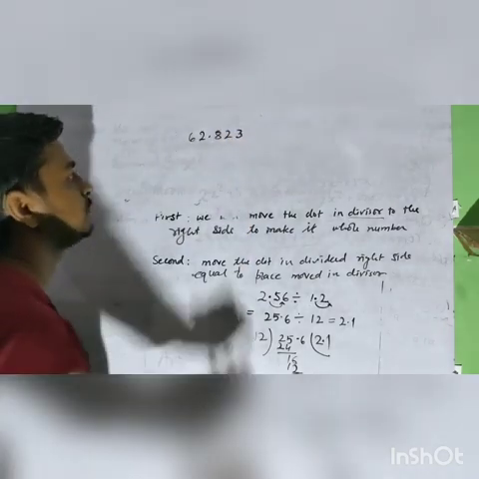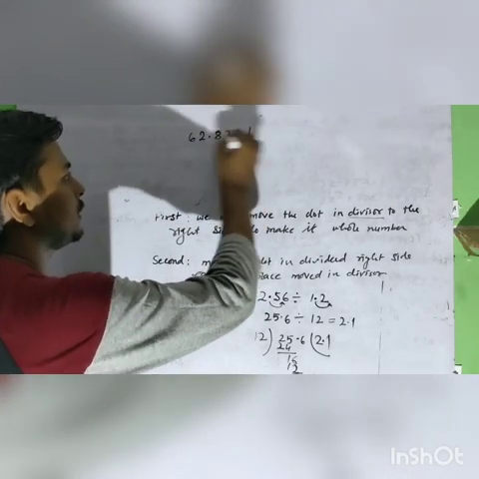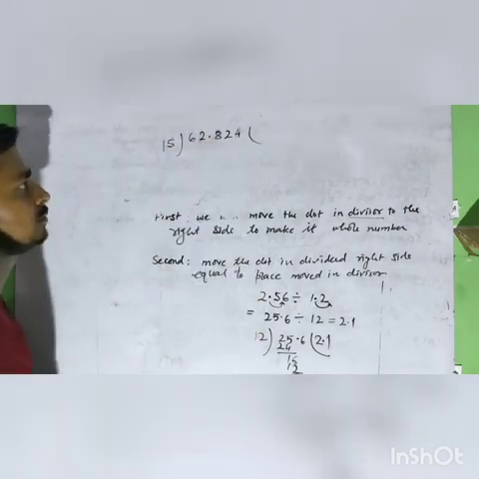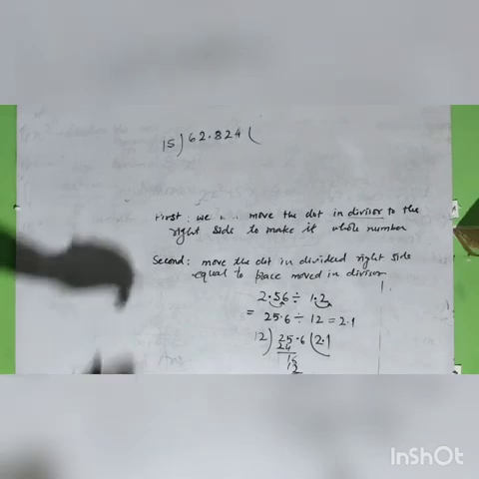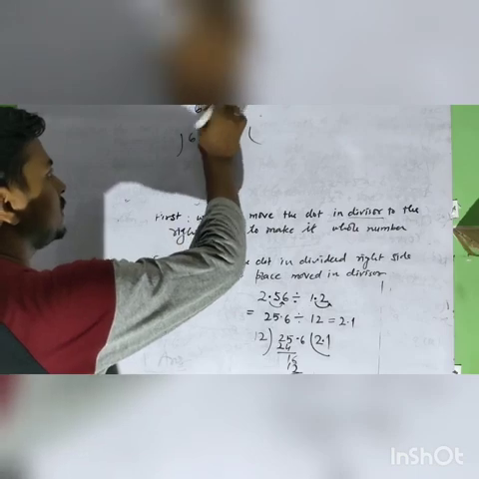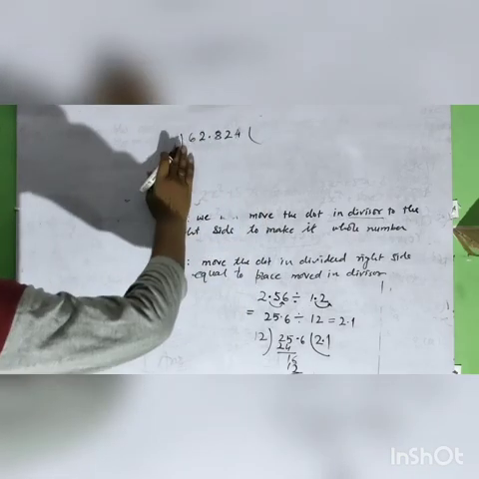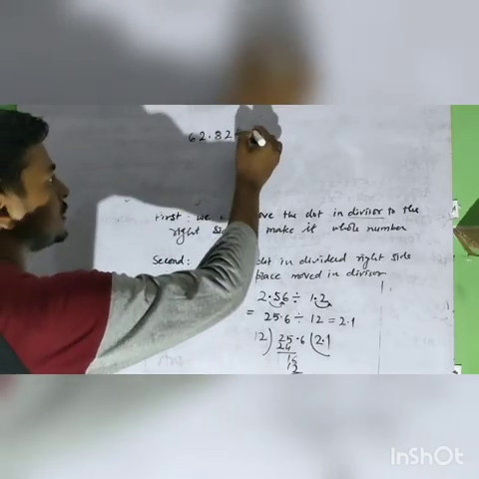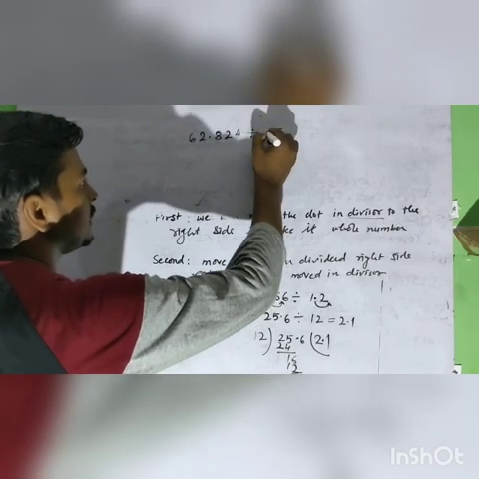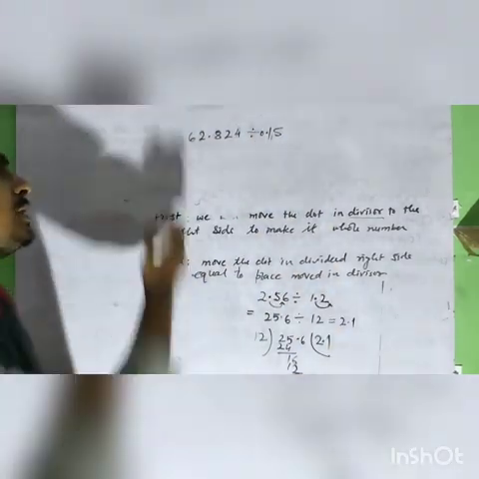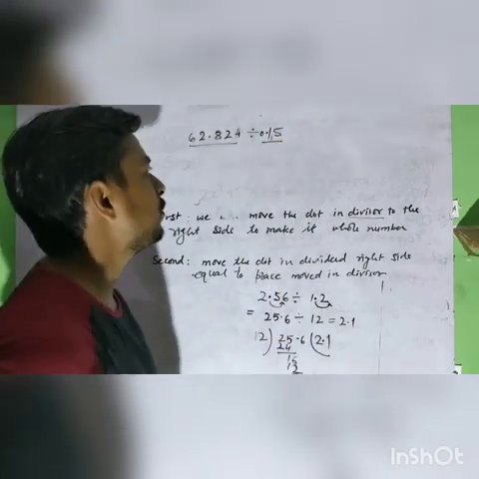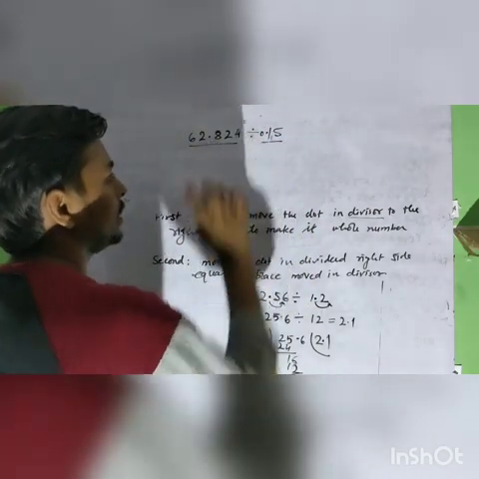Suppose you take 62.823 divided by 1.5, or you can say 0.15. This is an example. This is a decimal number, this is a decimal number. Here 2 places, here 3 places.